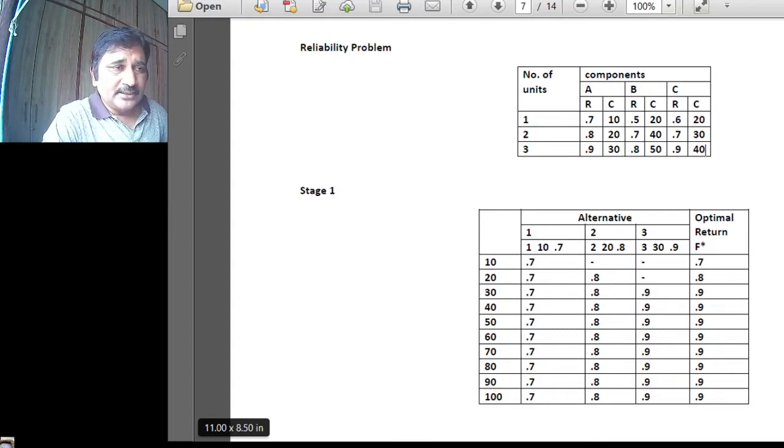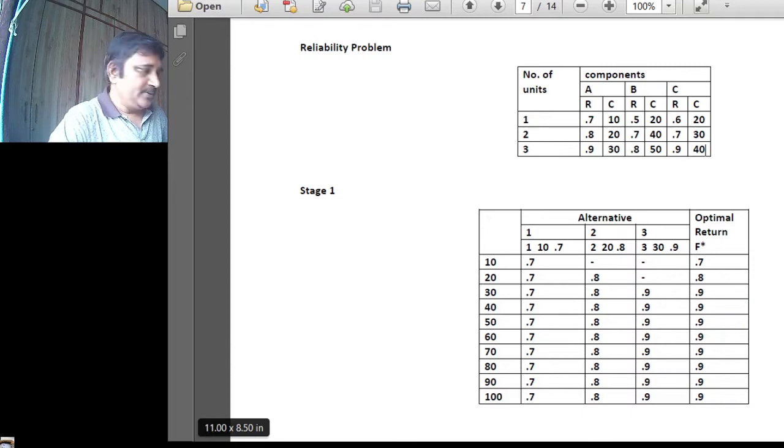So I have taken 10, 20 to 100. Then what are the alternatives? First alternative is have one unit component of A. The cost is 10 and the reliability is 0.7. Here again, my objective is to maximize the reliability, and that is why I am writing the reliability term at the end.